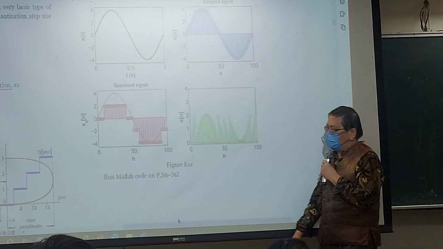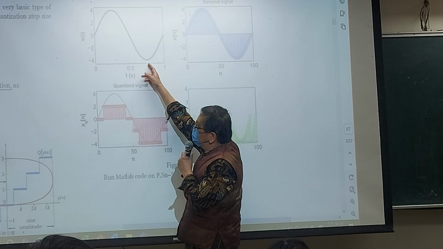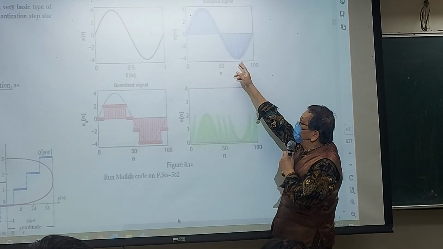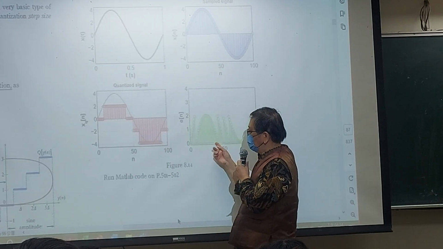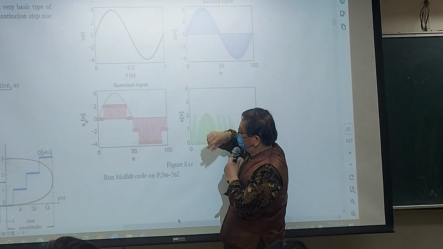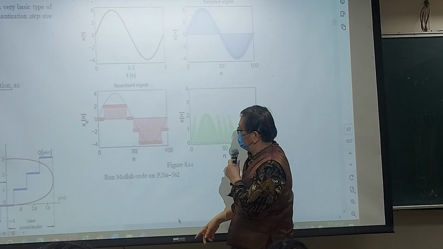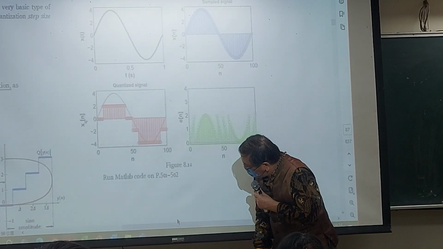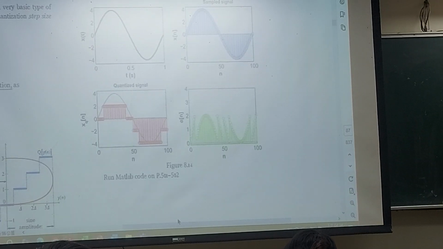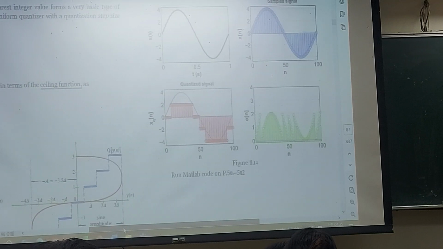This is a figure in the textbook, figure 8.14. We start from a continuous signal, and then take samples, and then go through the quantizer. And this is the error between the original analog signal and the quantized signal. Okay? The code is on pages 501 and 502. So I need you to run the code now, to have a feeling for quantization and sampling. Okay?